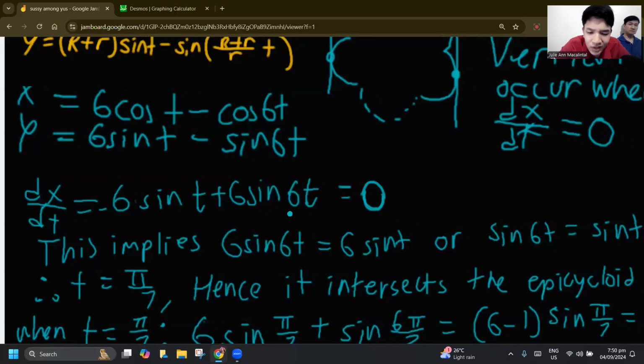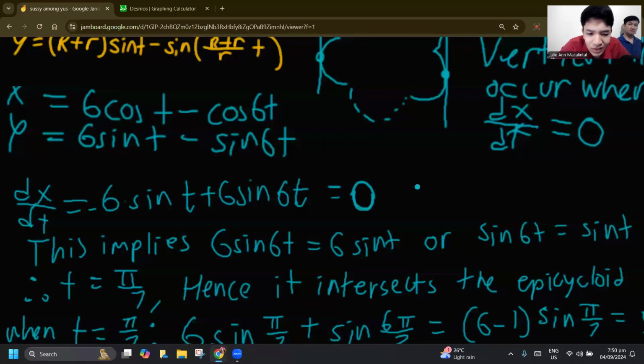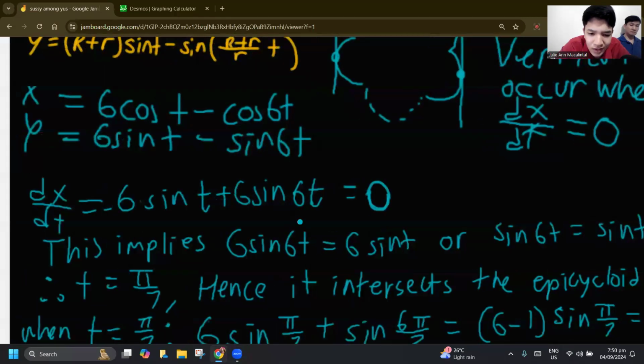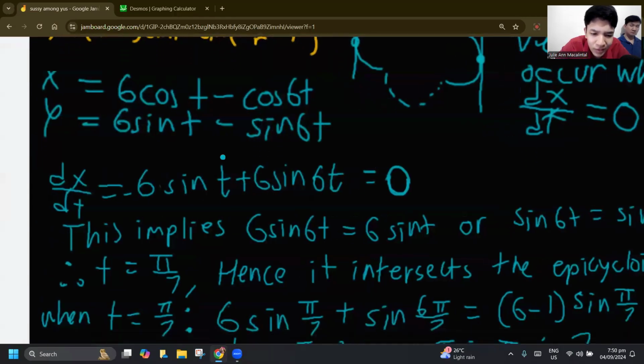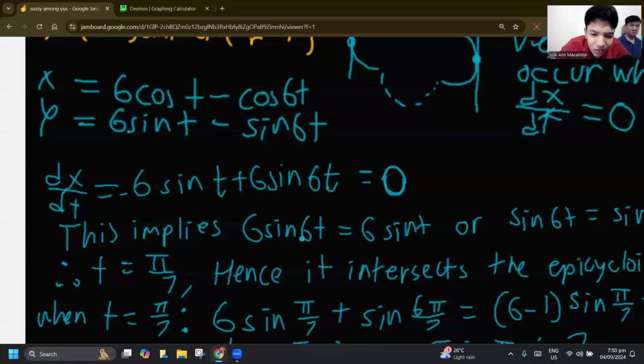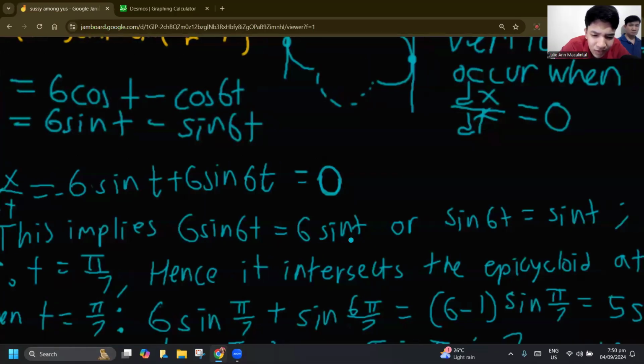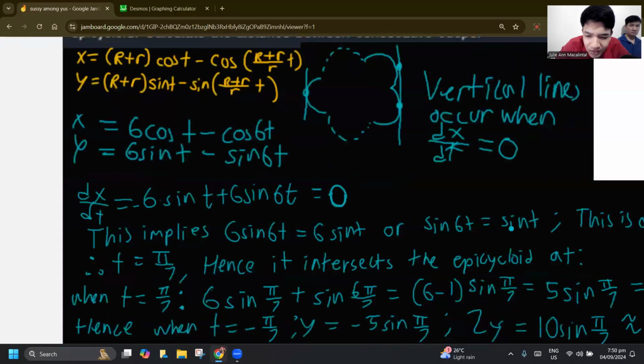That is painful because you have to do 2t, so that's the double angle formula, and then another double angle formula for 40, and then the sine addition formula to get 60. That's feasible, but I don't think that's worth it. What is noticeable here is both of these are sine and then times 6. So we can say that 6 sine 60 is equal to 6 sine t. So sine 60 is equal to sine t.